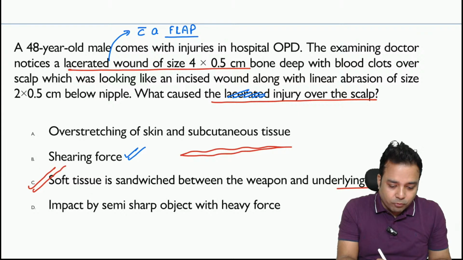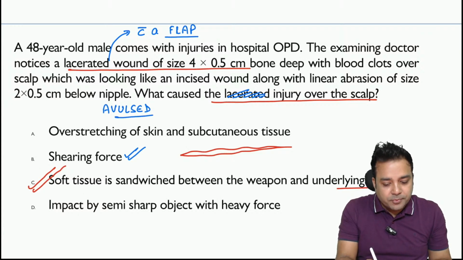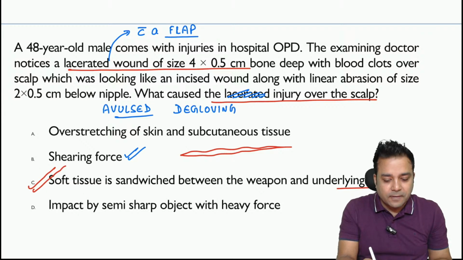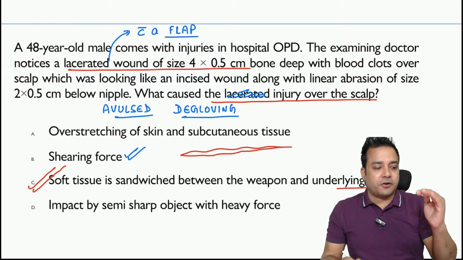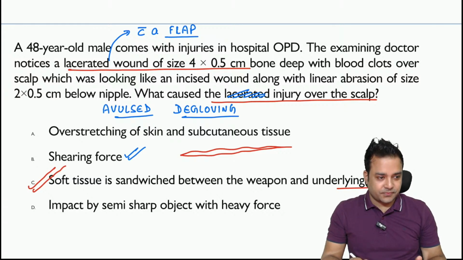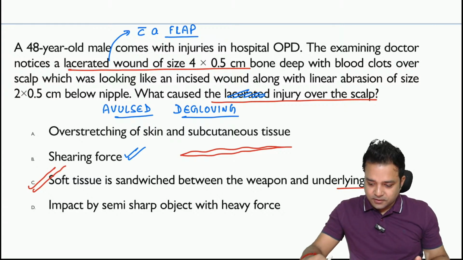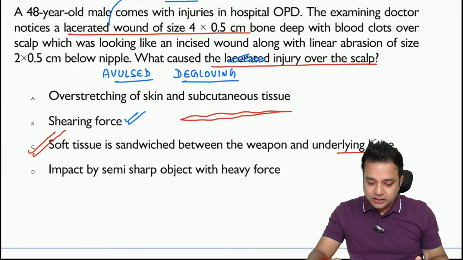So remember, what is the mechanism of avulsed laceration? Answer is shearing force. What is the mechanism of degloving injury? Answer is shearing force. Degloving injury is a laceration where the flap is also gone. Okay? So this completes one of the questions.